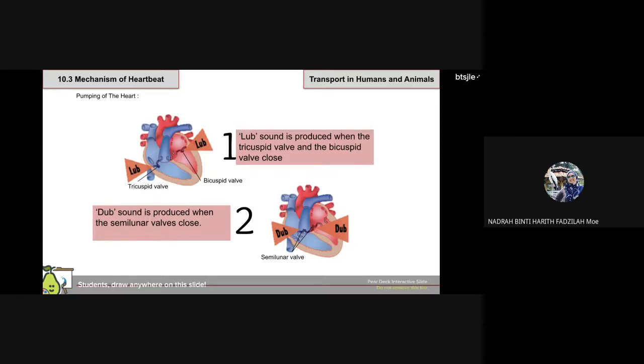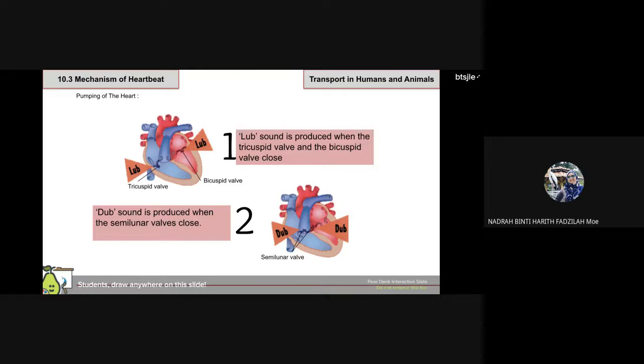So, very good. You are exposed to the correct sound of the heart, which is the lap sound is produced when bila ventricle contract, forcing the tricuspid and bicuspid valve to close. Okay, sebab tu bunyi lap tu kuat sebab pressure force from the contraction of ventricle tu is much stronger. And then dap is produced when the semilunar valve close. Masa tu atrium tengah contract kan? Masa tu atrium tengah contract dan ventricle tengah relax. So semilunar valve will close. Okay, so that is the lap-dap sound.